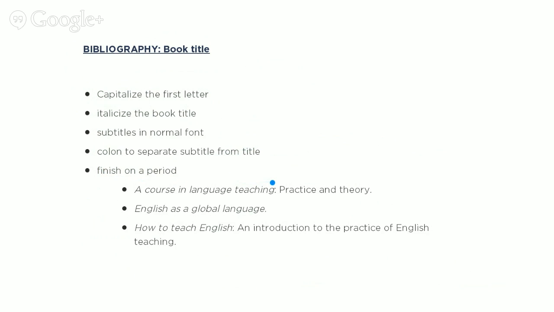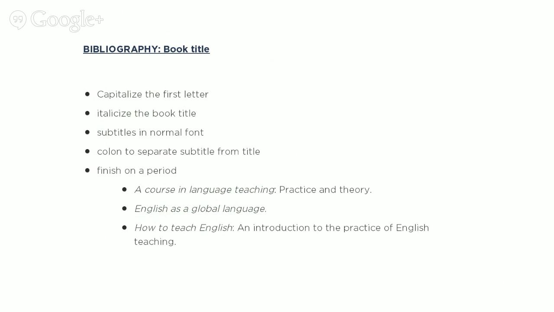So here are some practical examples of that. Here we have A Course in Language Teaching, book title, subtitle, there's a colon right there, the 2 dots. Practice and Theory, final period. English as a Global Language, final period. There is no subtitle, so we just finalize on the period. And here we have How to Teach English, colon, An Introduction to the Practice of English Teaching, final period. So here we have some examples with just the book title and book title with subtitles.